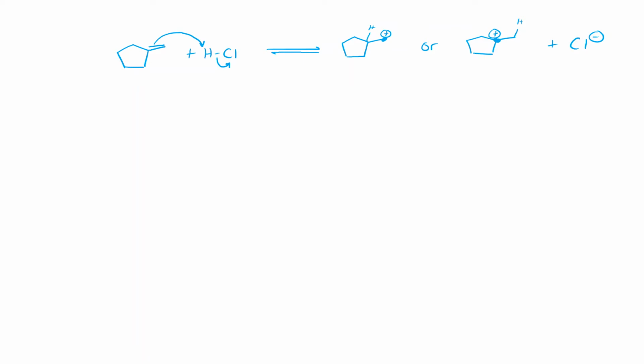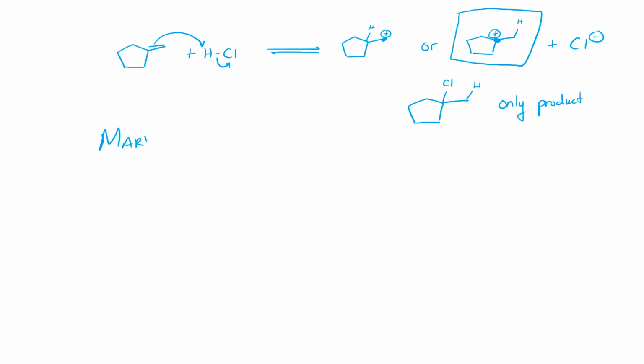And so a bunch of people ran these experiments, and what they found is that the only product you get out of this reaction is with the chlorine at this position here. This is the only product. And so this carbocation is the only carbocation that gets made. So this has some shorthand now. This is called Markovnikov's rule.